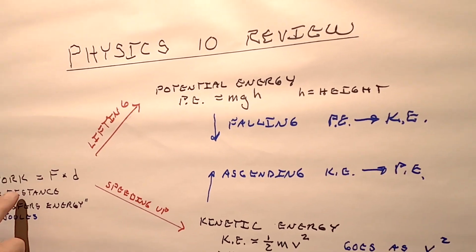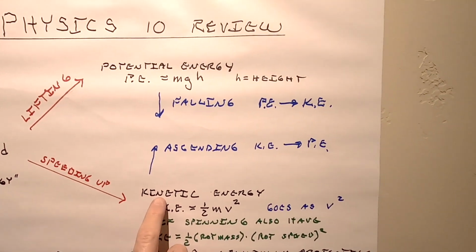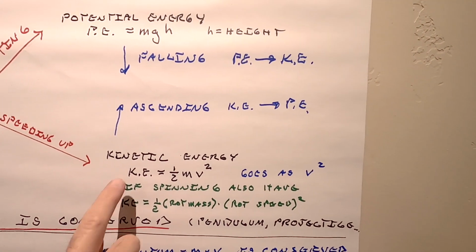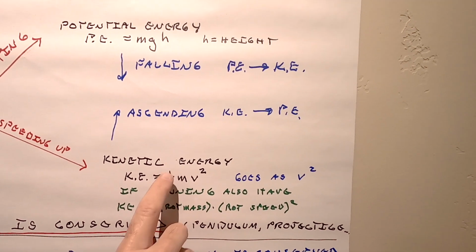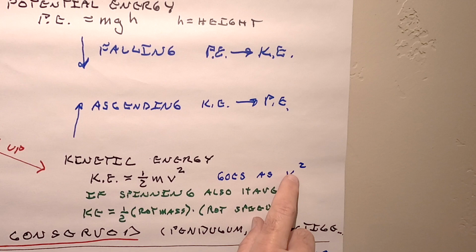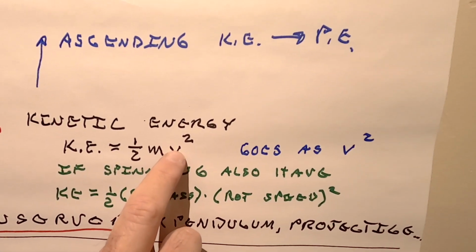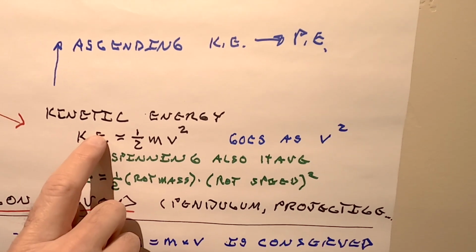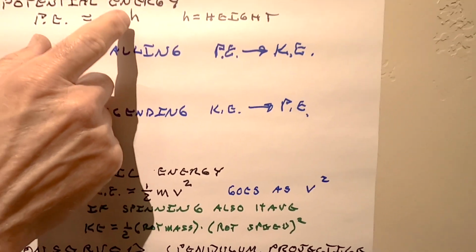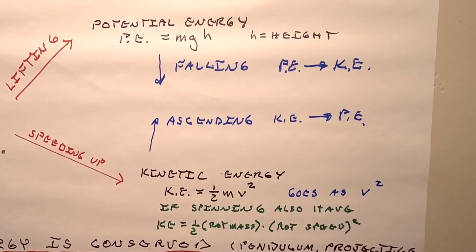Well, if you put your work into speeding up something instead, moving energy is called kinetic energy. Kinetic energy, remember, was 1/2 mv squared. Remember, it goes as the square. It's not v, it's v squared. So if you double the speed, you have 4 times the kinetic energy. Doubling the height, you only have twice the potential energy. So don't get those mixed up.